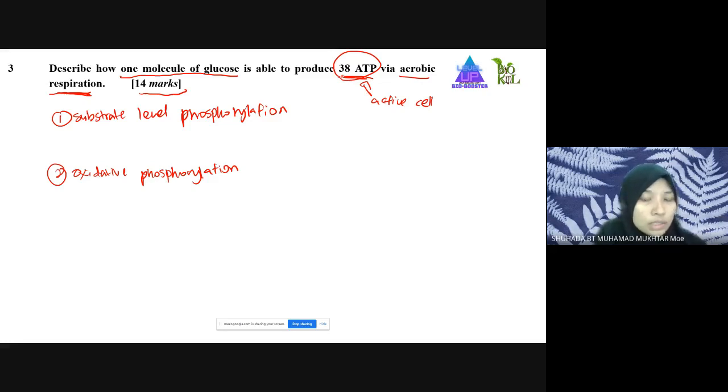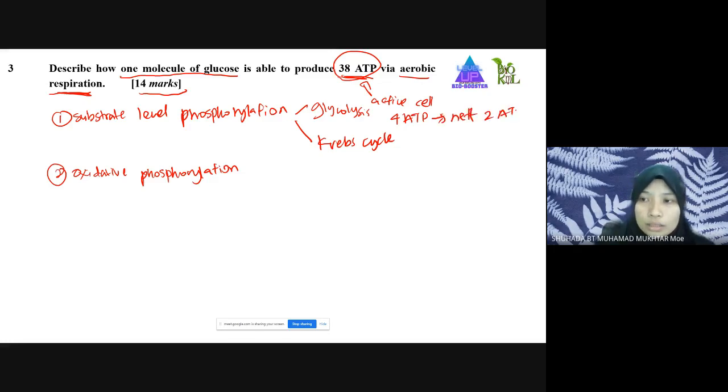So substrate level phosphorylation ni terhasil kat mana? So kita ada glycolysis dengan Krebs cycle. Okay, so glycolysis kita dapat berapa? Okay, kita dapat 4 ATP kan? Tapi net 2 only. Okay, macam mana nak cerita? So awak kena mention lah dekat step mana. Kena mention step from phosphoenolpyruvate to pyruvate, and then lagi satu ialah from 1,3 bisphosphoglycerate to 3 phosphoglycerate. So you mention there you got 4 ATP and then you use 2 ATP, so net 2 ATP produced.